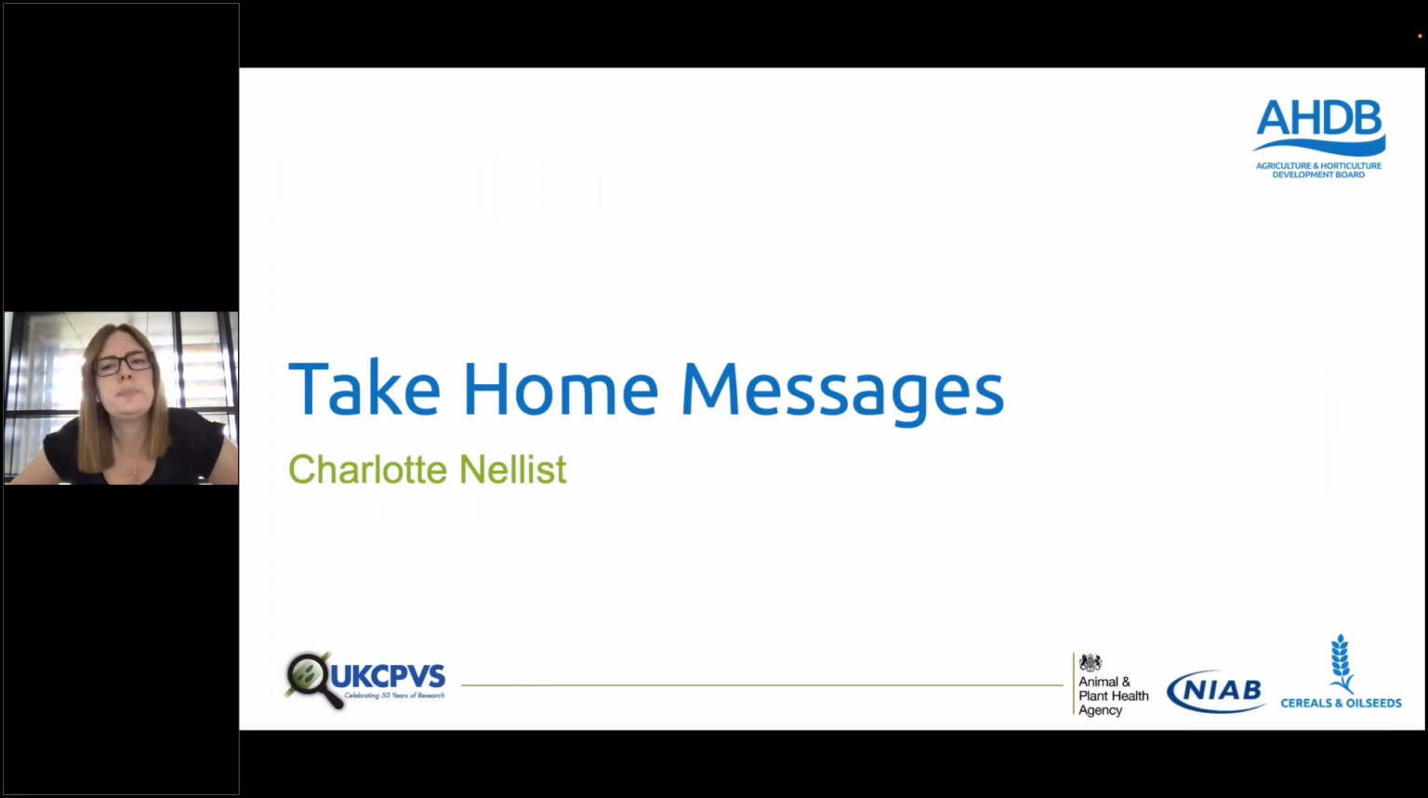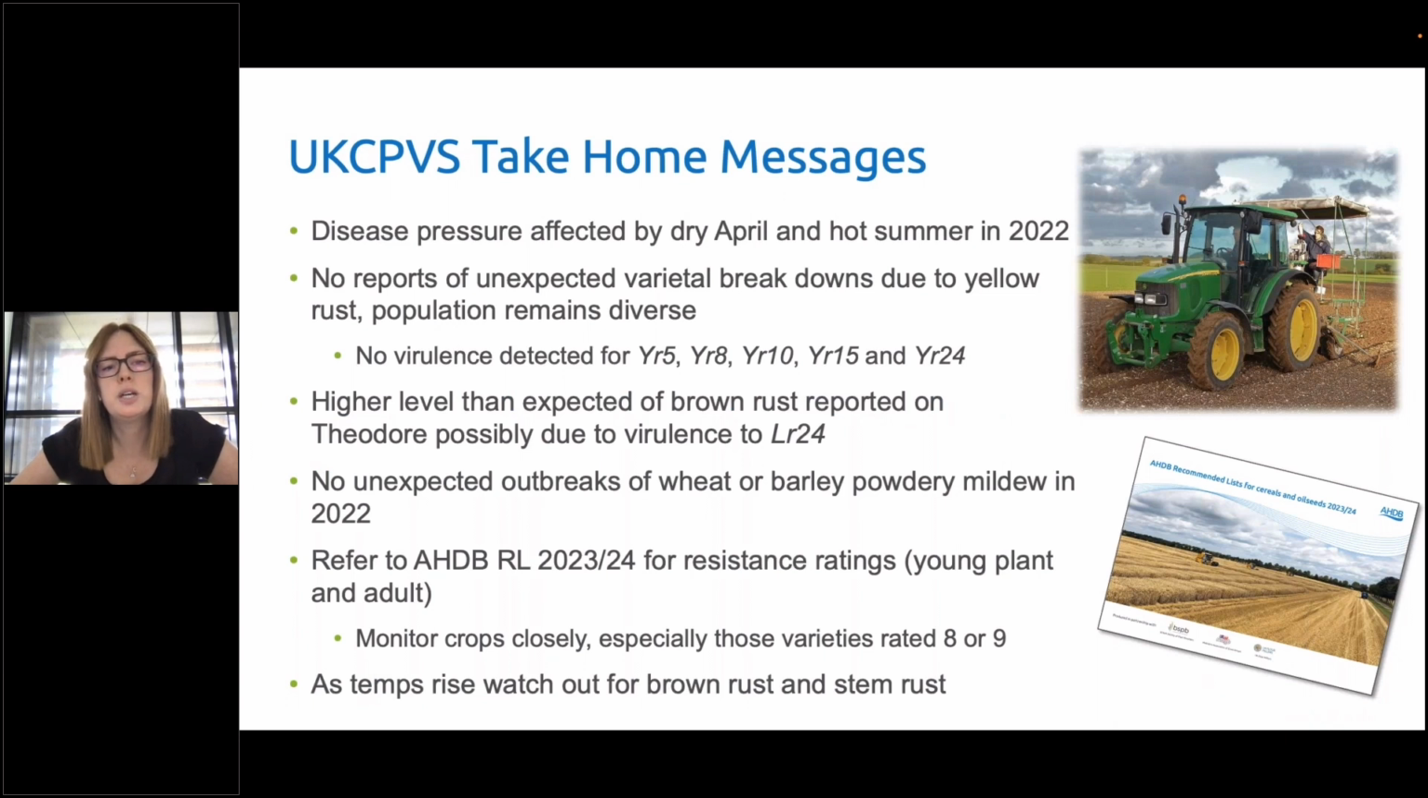So I just wanted to highlight a few of our take-home messages. Disease pressure was affected by a dry April and an extremely hot summer in 2022. There were no reports of unexpected varietal breakdowns due to yellow rust. But what we're seeing is that the population remains diverse. The good news is we're not detecting any virulence for the genes YR5, 8, 10, 15 or 24 in the isolates that we've screened. So if those resistance genes are in our breeding programs, that's really good news.